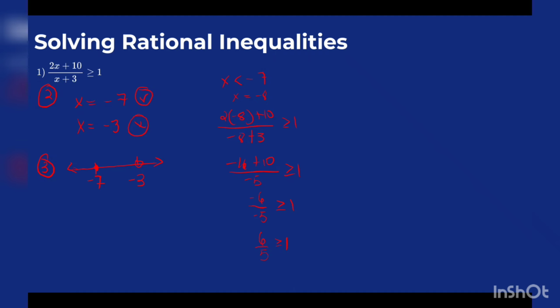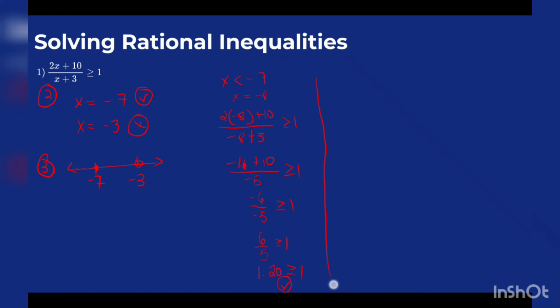For you to identify easier if the fraction is greater than or less than the value on the right side of your inequality, you may also write the fraction in decimal form. So 6 over 5 in decimal form is 1.20. So 1.20 is greater than or equal to 1. And this inequality is true. Therefore, this interval is included in our solutions.